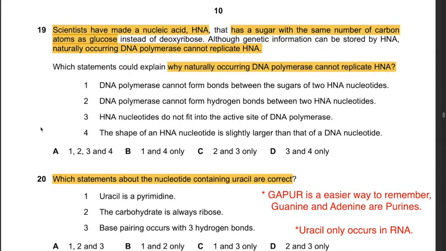Option 3. HNA nucleotides do not fit into the active site of DNA polymerase. Yes, that could explain why naturally occurring DNA polymerase cannot replicate HNA, as even though it has the same number of carbon atoms as glucose, it could be of a slightly altered shape. Option 4. The shape of an HNA nucleotide is slightly larger than that of a DNA nucleotide. Yes, that could also explain why the DNA polymerase cannot replicate HNA. As I have mentioned, it could be of a different shape. Therefore, the answer is D. Option 3 and 4 only.